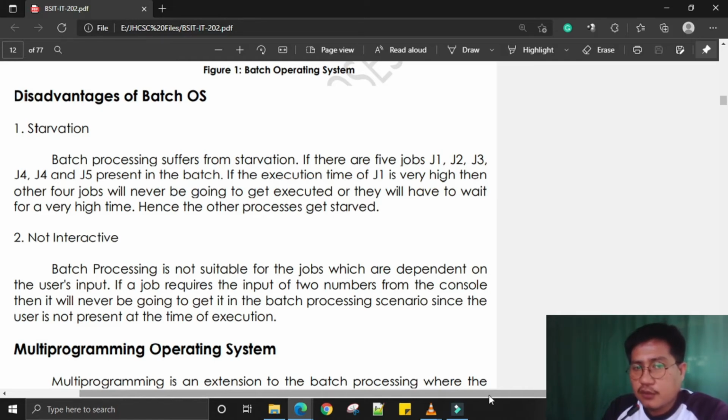If we go back to starvation, unlike today's computer systems that can multitask, starvation is having a computer that could not cater to multitasking.